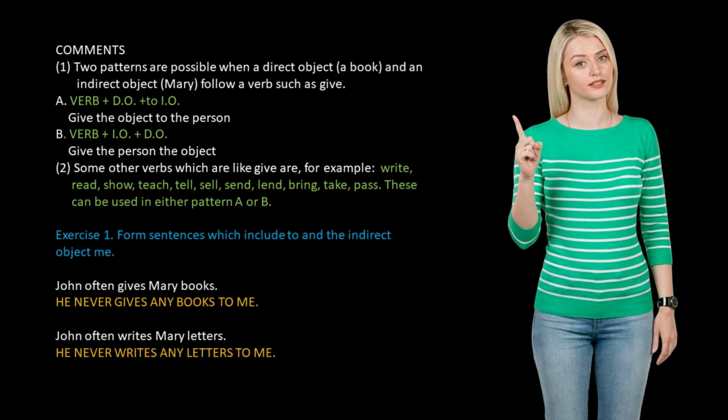Exercise 1. Form sentences which include to and the indirect object, me. For example, John often gives Mary books. He never gives any books to me. John often writes Mary letters. He never writes any letters to me.